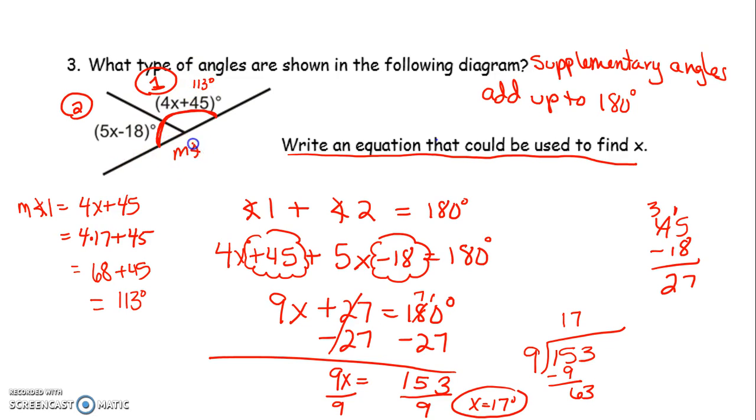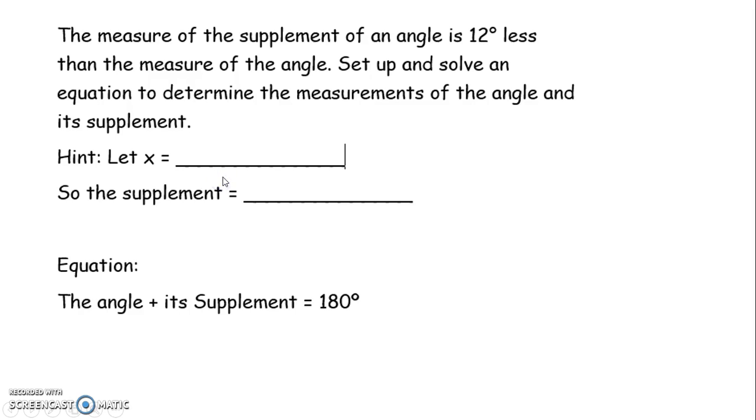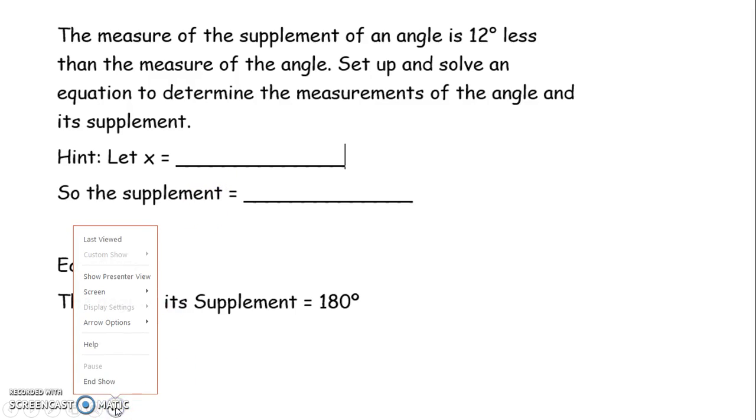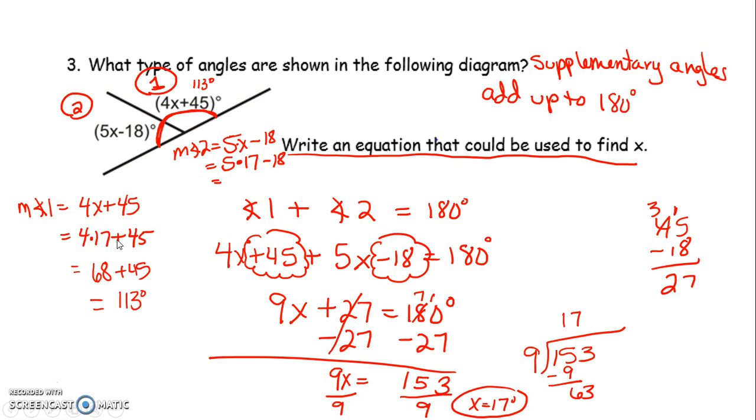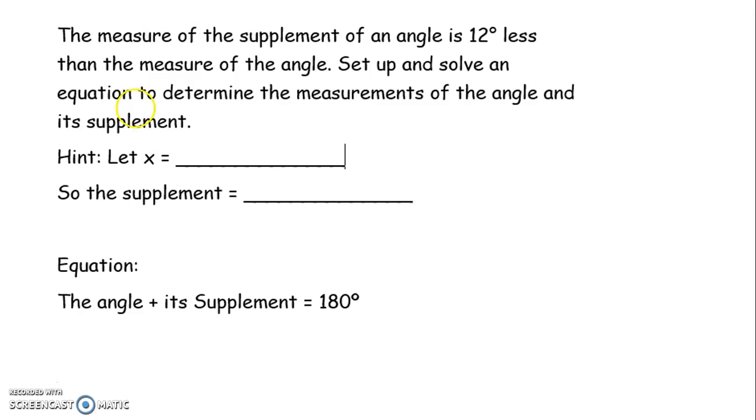If they ask for the measure of angle 2, that's 5x minus 18. That's 5 times 17 minus 18. 5 times 17 is 85. 85 minus 18 is 67. So this one's 67 degrees, and 113 plus 67 had better be 180.